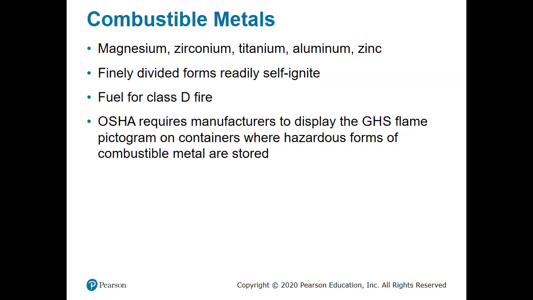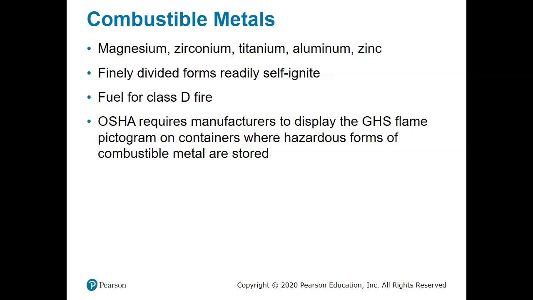So when it comes to combustible metals, what we are talking about here are some very specific examples. Things like magnesium, zirconium, titanium, aluminum, zinc. Now, these metals on their own, if you have a sheet of them, chances are pretty good they're not going to ignite very easily. They might ignite if you bring a hot enough source to them. We know that magnesium, for example, if we have it in a strip form, will burn if we put it into a hot fire.